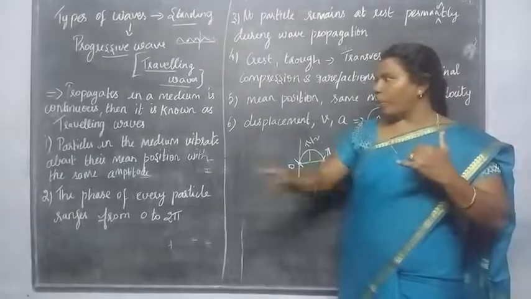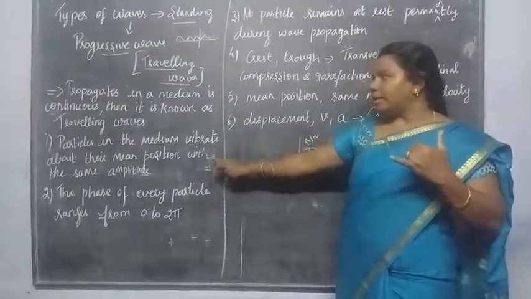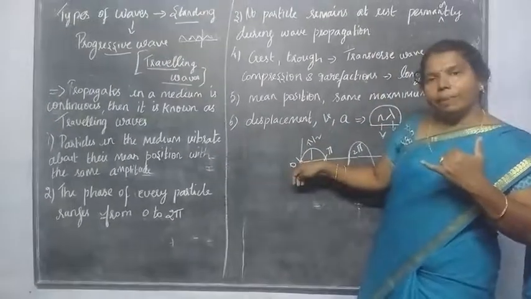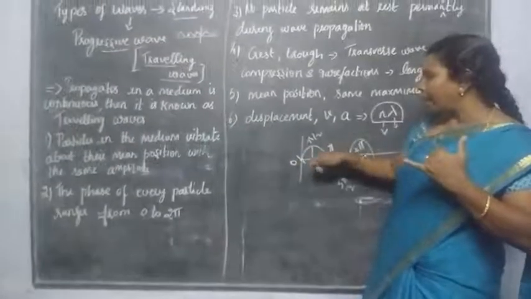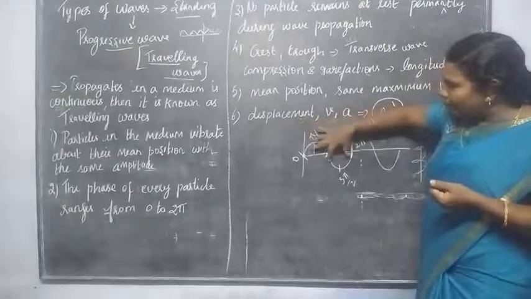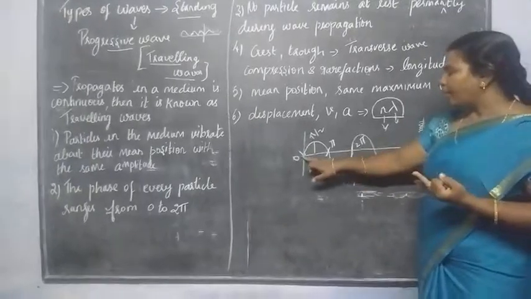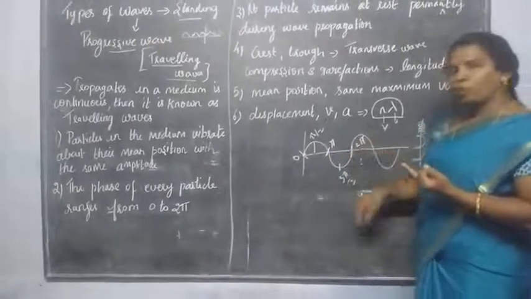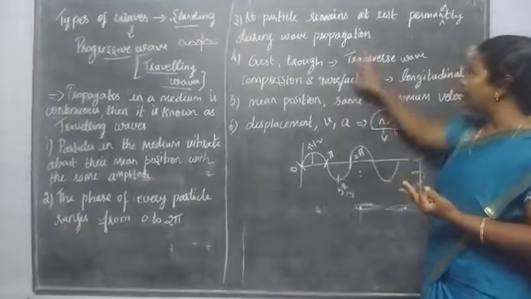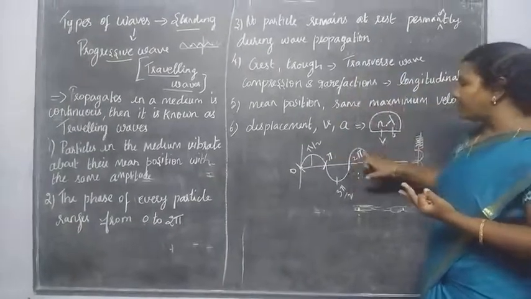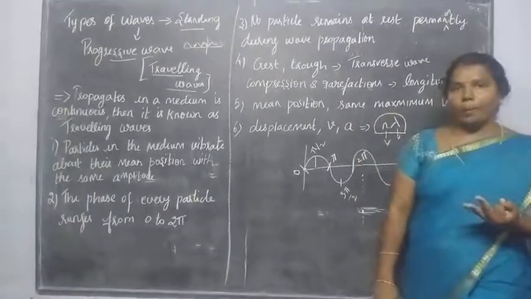What is the first property you are seeing? The particles vibrate about their mean position with the same amplitude. What is called amplitude? The maximum displacement, it should be the same. And then the second point, the phase angles vary from 0 to 2 pi. And third, no particles will be at the rest position during the propagation.